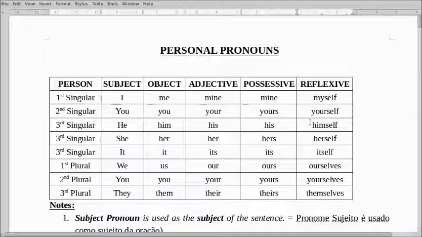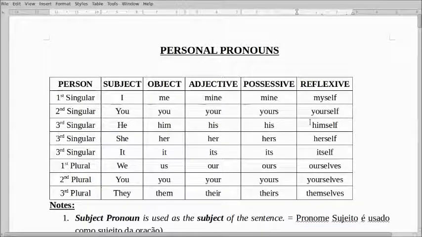Herself, se for para mulher, ela mesma. E itself, se for objeto ou animal. In the plural, we use ourselves. No plural, in the first person. No plural, nós usamos ourselves quando é a primeira pessoa do plural.